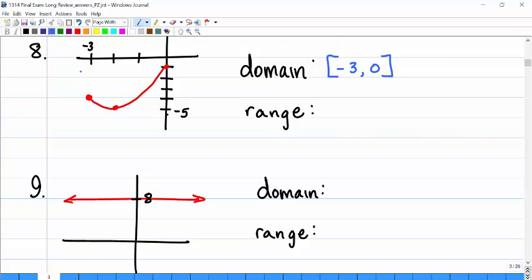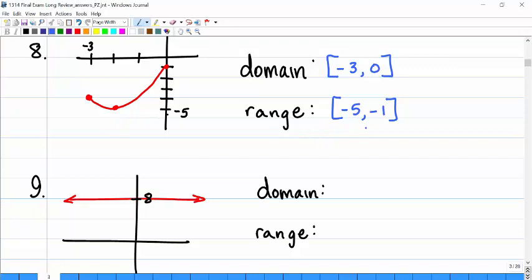Okay, for the range, I want to come in from the bottom of the graph. What y values do I start finding points on my graph? From negative 5 up to negative 1. Again, since these points are closed, they're going to correspond with brackets instead of parentheses.